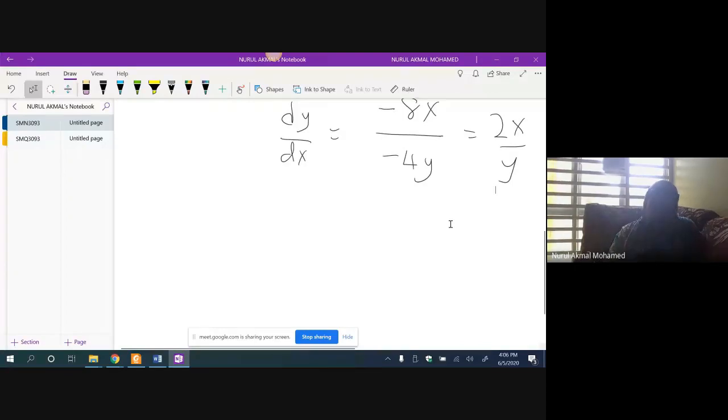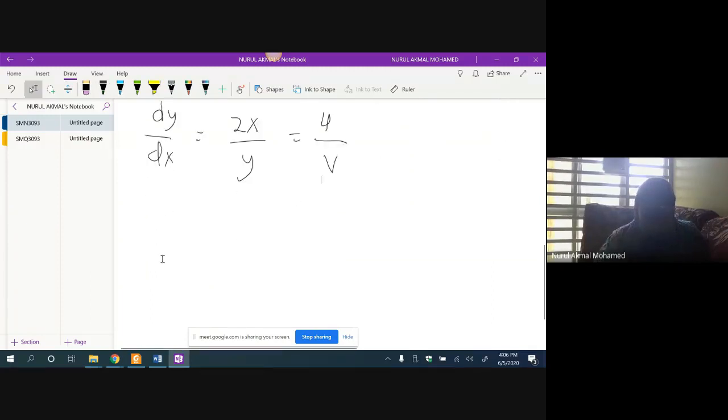So now we want to use the quotient rule. We have dy dx equal to 2x divided by y, so our u is equal to 2x, and our v is equal to y. Okay? So from the quotient rule, d squared y dx squared is equal to u prime v minus v prime u divided by v squared.